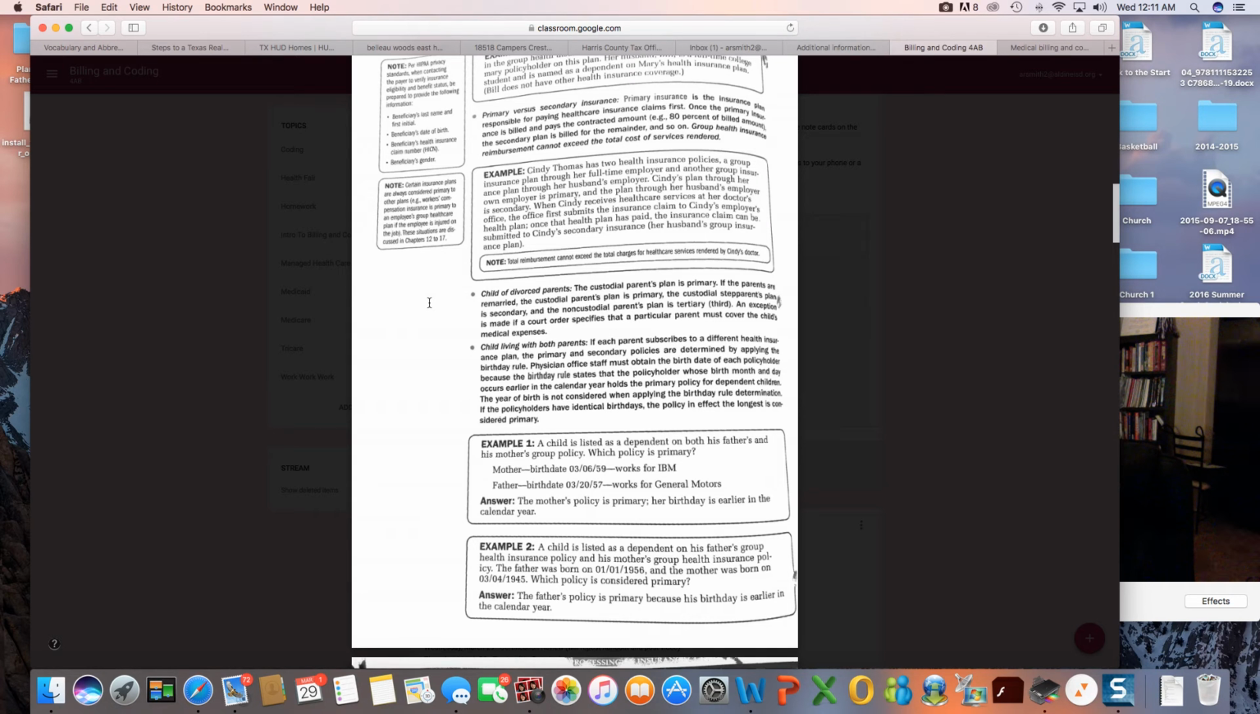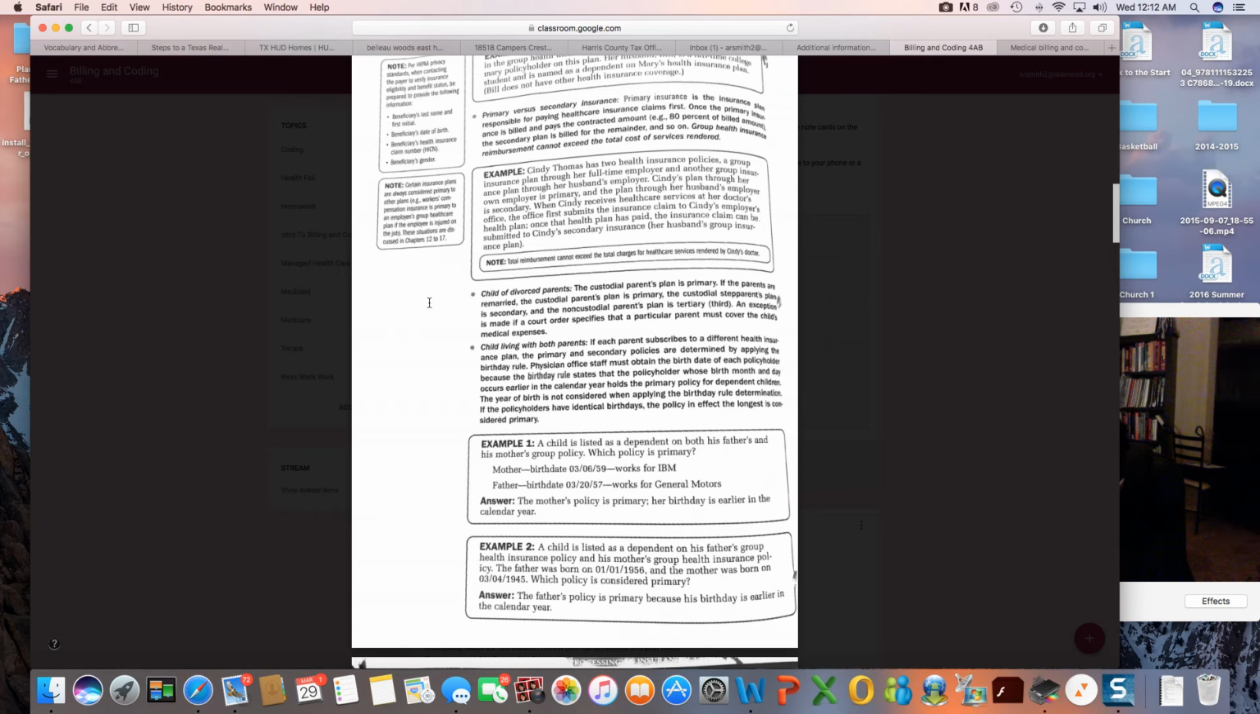If you have children or a child living with both parents, if each parent subscribes to a different health insurance plan, the primary and secondary policies are determined by applying the birthday rule. The physician office staff must obtain the birth date of each policyholder because the birthday rule states that the policyholder whose birth month and birthday occurs earlier in the calendar year holds the primary policy for dependent children. The year of birth is not considered when applying the birthday rule determination. If the policyholders have identical birthdays, the policy in effect the longest is considered primary.